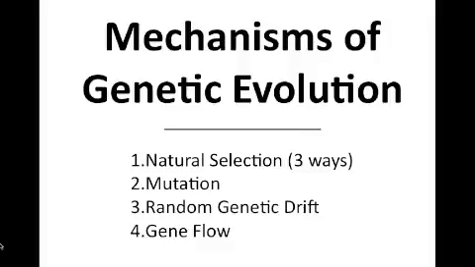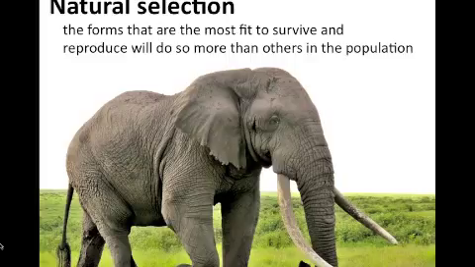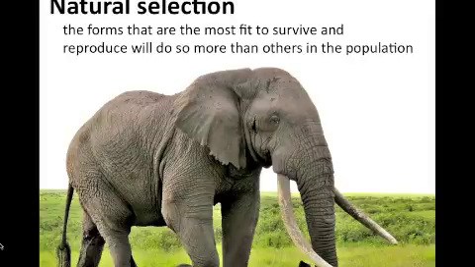So these four mechanisms are natural selection, mutation, random genetic drift, and gene flow, and we'll go through these one by one. Now, starting out with natural selection, this is the one that we're probably the most familiar with. Charles Darwin talked about natural selection, and his theory sometimes gets reduced down to this phrase, survival of the fittest. And that's perhaps not the best way to explain natural selection, because it doesn't quite get to the detail that we need in our particular definition.